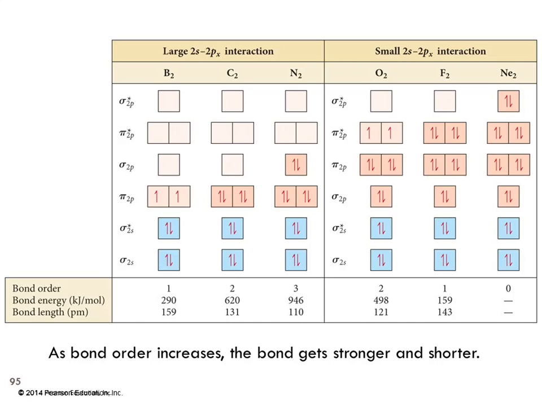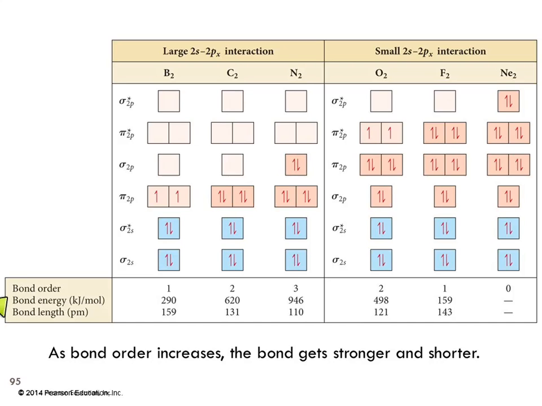The reason that we get this splitting is because boron, carbon, and nitrogen have a lot of interaction between the 2s and the 2px orbitals. And so the order ends up switching. And oxygen, fluorine, and neon have little interaction between those, and so the orbital stays the way we expect.